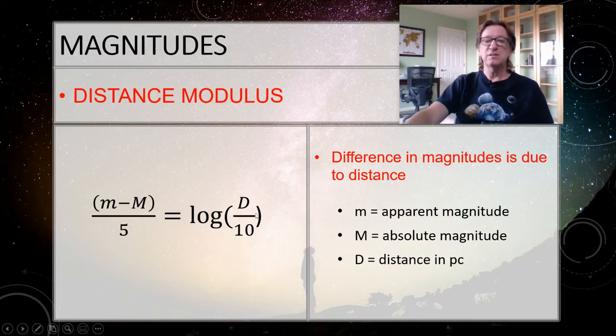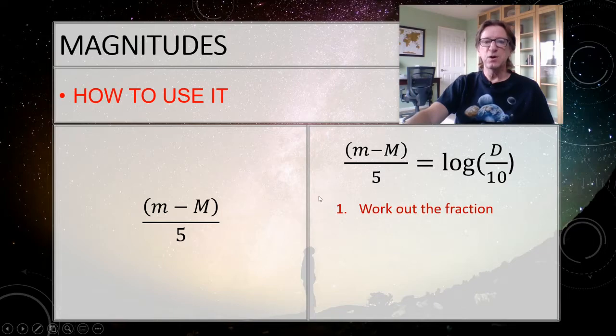Now, this, with all the logs and all this other sort of stuff, may look a little frightening. It's okay. Don't panic. It'll be okay. There are 3 steps that we need to crank through this to get D, and I'm going to take you through all 3 steps with this. Okay, step 1 is always work out the fraction. So find your apparent magnitude, find your absolute magnitude, subtract them and hit equals, and then divide by 5. That gives you a number for the fraction.